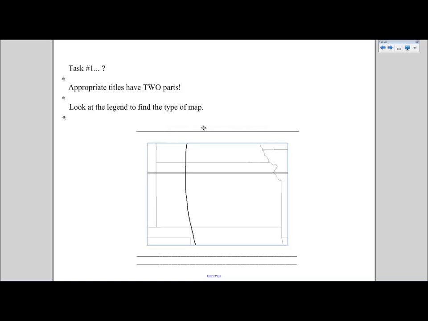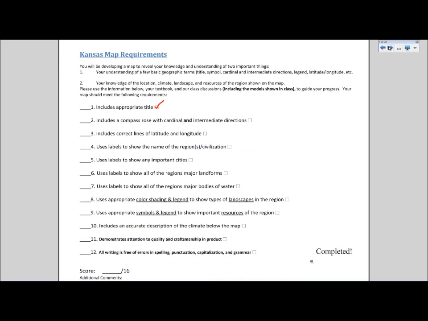Let's put that all together, the place and the type of map, and the title that we get is Kansas, Landscapes and Resources. Notice that I've separated the place, Kansas, from the type of map, a landscape and resource map, by using a colon. Alright, turn your page over and check off that task. It is complete. Can I get a volunteer to read our next task?